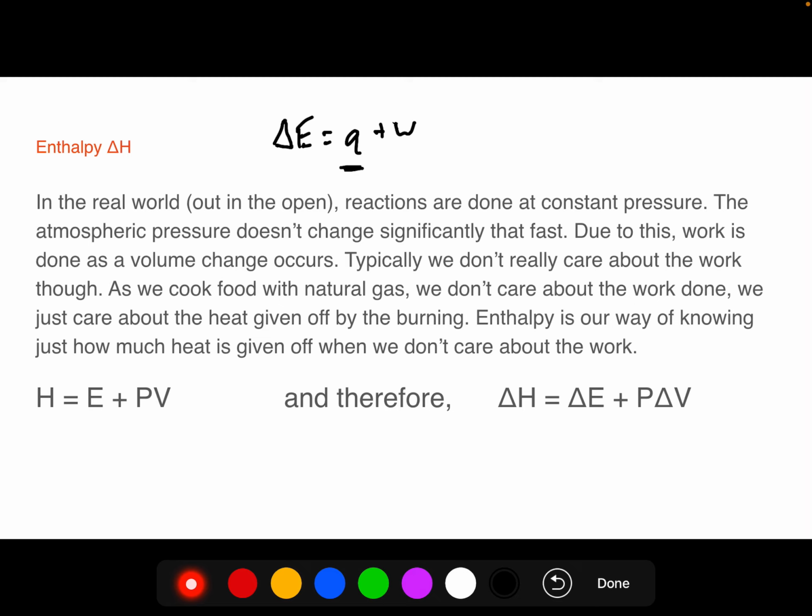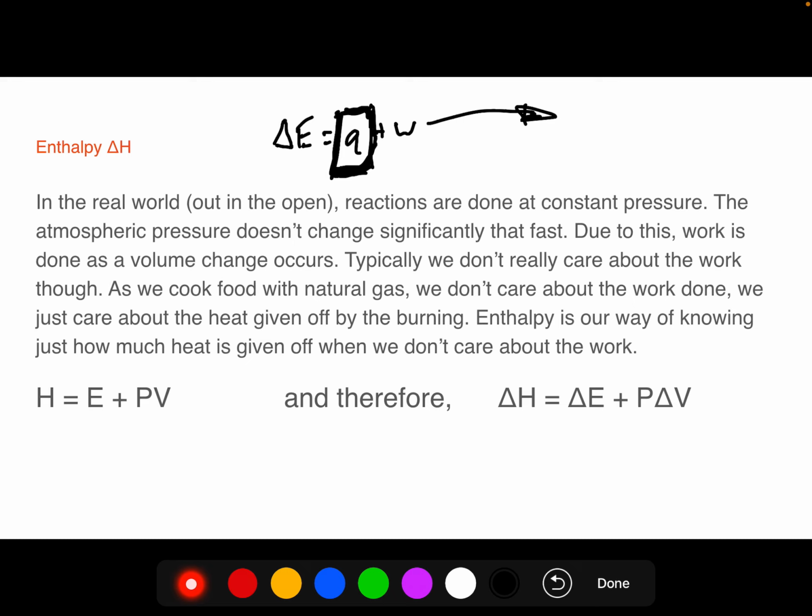So we have this thing called enthalpy, and enthalpy is the measure of just this heat. Now, this sometimes confuses people because when we do bomb calorimetry, everything is coming out as heat, but it's the work and the heat together coming out as heat. With enthalpy, the work is happening, it's being done, but we don't care about it, and so we're focusing on just the heat component.